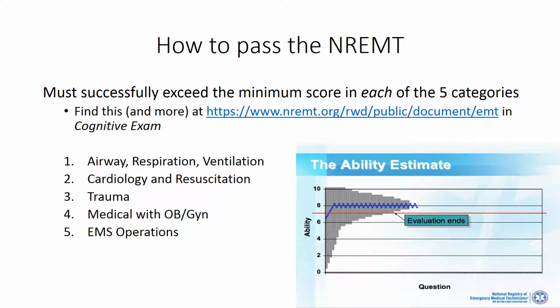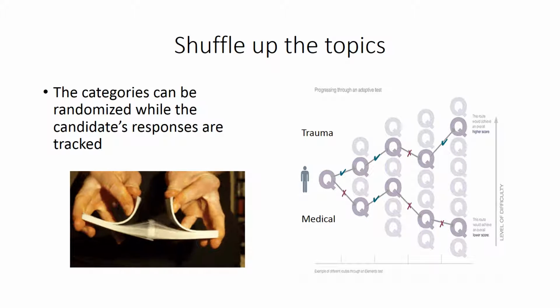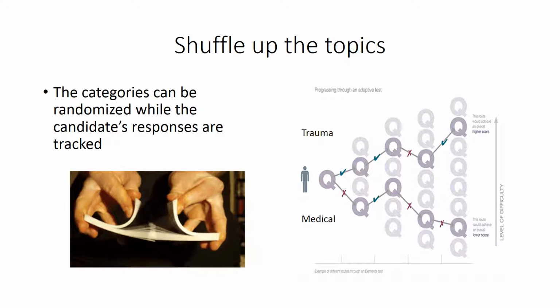National Registry tests you in 5 categories, all of which you must successfully exceed a minimum score in. They are airway, cardiology, trauma, medical, and EMS operations. Now, the computer can shuffle between these topics and track and record how well you're doing in each and every topic. For example, the graph on the right shows that of the 4 questions that the student has taken on trauma, he is doing well. Unfortunately, his medical scores are not where they need to be.